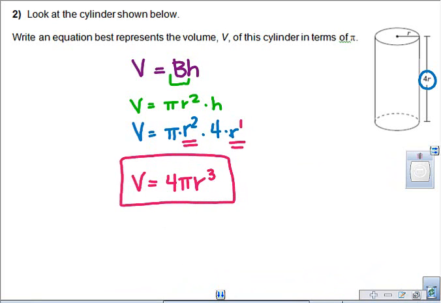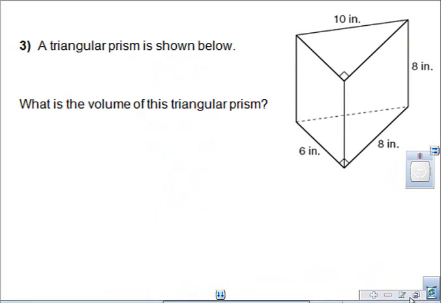Number 3 is a triangular prism, and they want to know the volume. All of the dimensions are given here. Remember, a triangular prism, a prism means it has two bases, and it's named based on the bases. So the bases are the triangles.